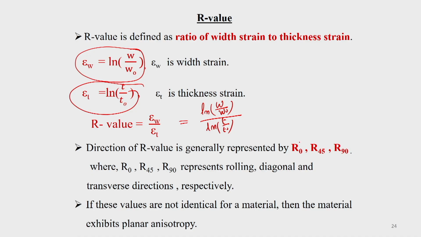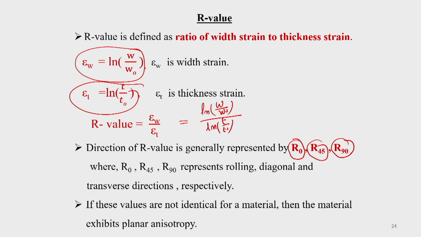When it is along the direction of rolling, you call it R0. When it is transverse to that, you call it R90, and if it is taken at 45 degrees inclined to the direction of rolling, you call it R45. So, that is the only difference. This R0, R45 and R90 represent rolling, diagonal and transverse directions respectively.